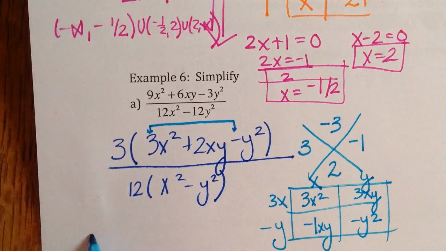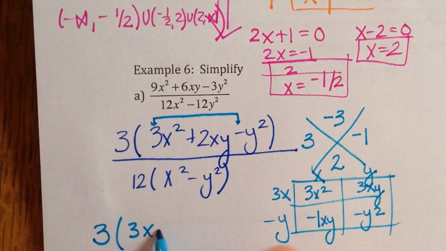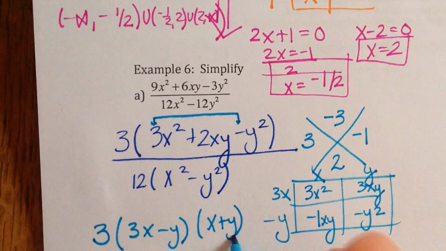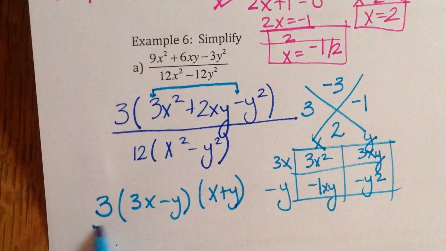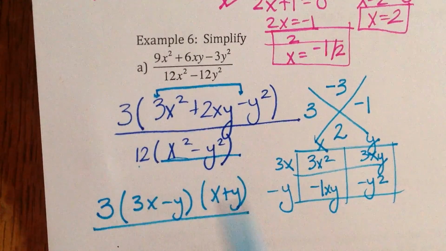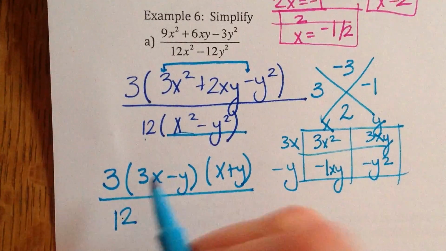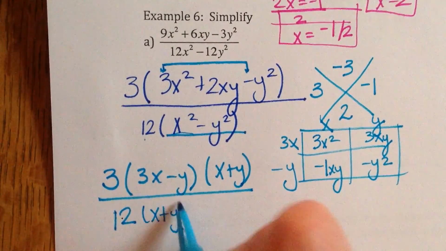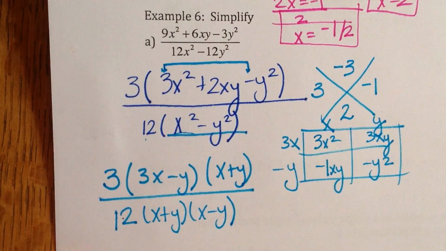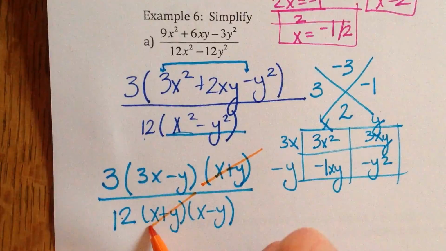So in my top, I'm going to have my 3, which is my GCF, times 3x minus y times x plus y. In the denominator, when I factored out this 12, I created a difference of squares. So I have my 12 times x plus y, x minus y. Now I have to cancel out. So my binomials of x plus y cancel out.